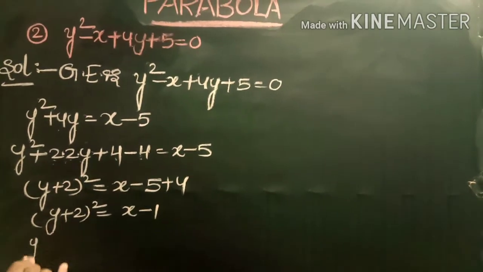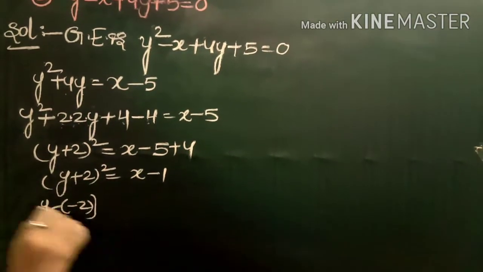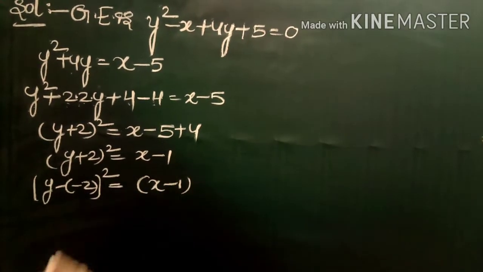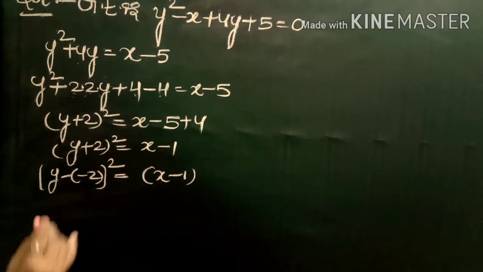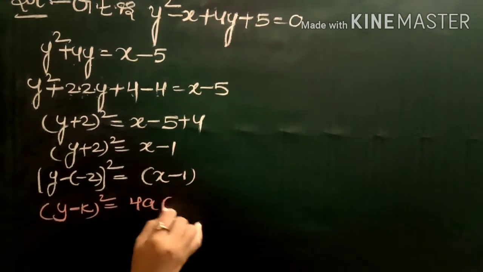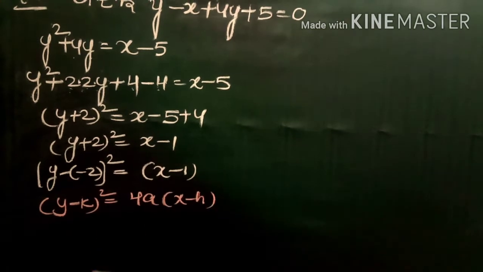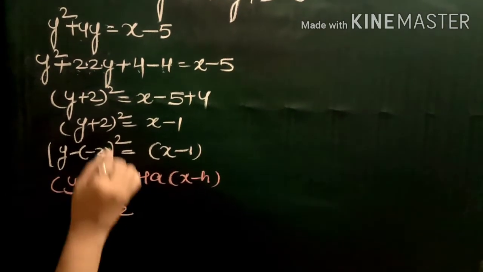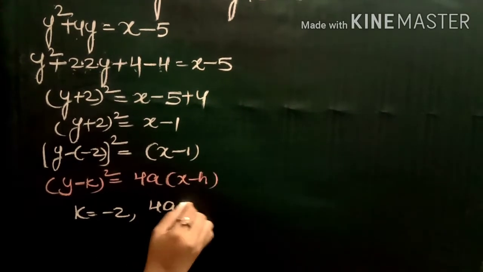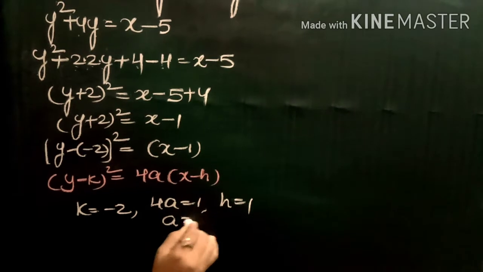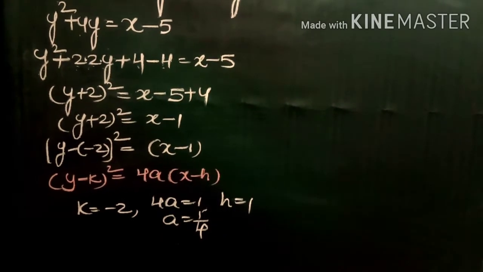And in the next step we are writing this equation as y plus 2 whole square is equal to x minus 1. Now this is in the form of y minus k whole square is equal to 4a into x minus h. When we compare these two equations, we get the values. K is equal to minus 2 here, 4a is equal to 1, and the value of h is equal to 1. 4a is equal to 1 means the value of a is equal to 1 by 4.